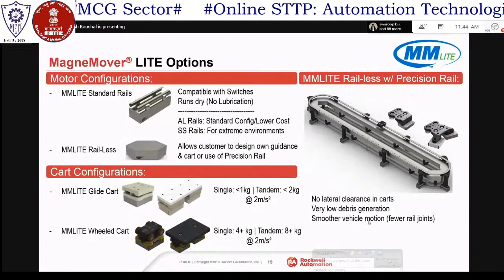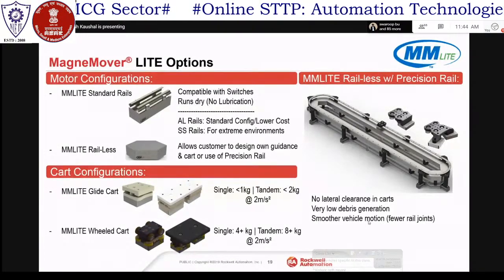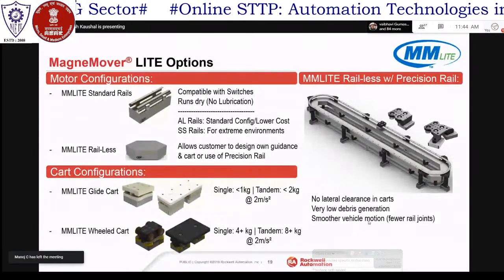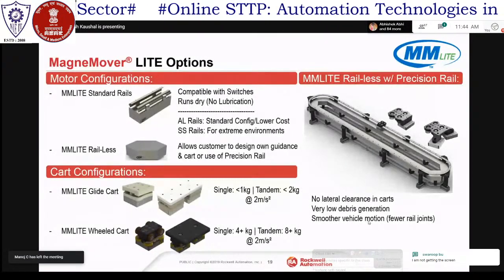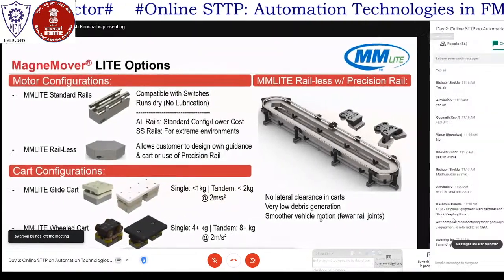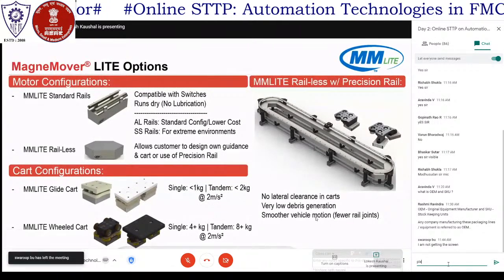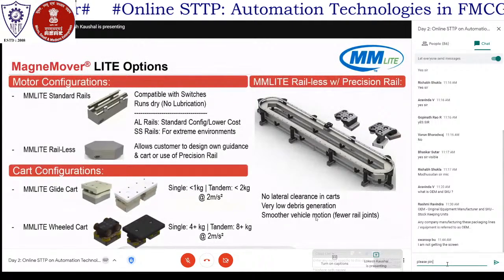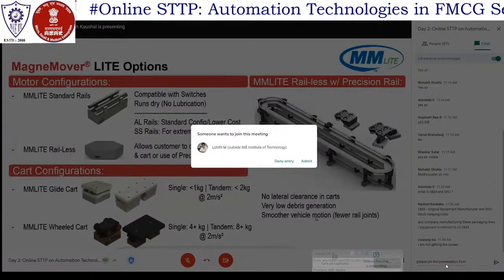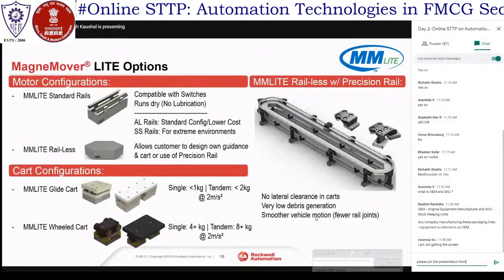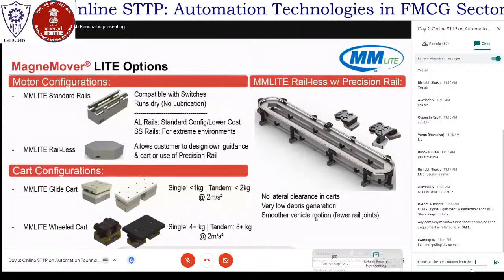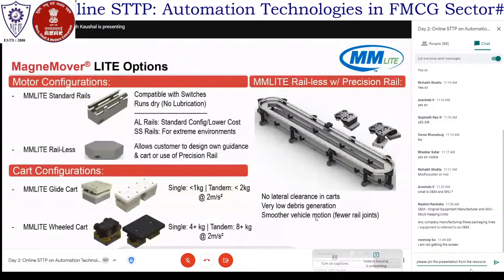Perfect. So these are a variety of options which you can utilize to put together solutions, right? There are standard rails which are available, or a rail-less system wherein customers may want to build their own guidance mechanism. And I'll say that the engineering students can innovate a lot with rail-less systems. All right. And then there are a variety of carts. There are glide carts which practically are supported by the rails, and they are propelled as it is. And the load capacities are, with a single cart, you can go up to 1 kg, and with a tandem cart, you can go up to 2 kg, and having accelerations up to 2 meters per second square.